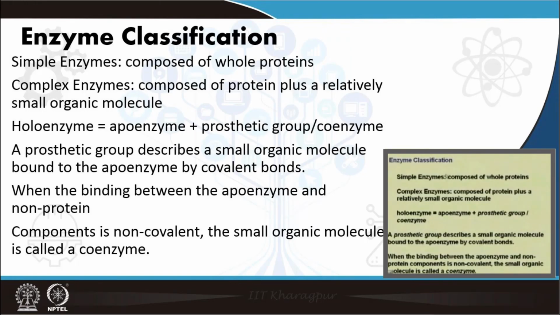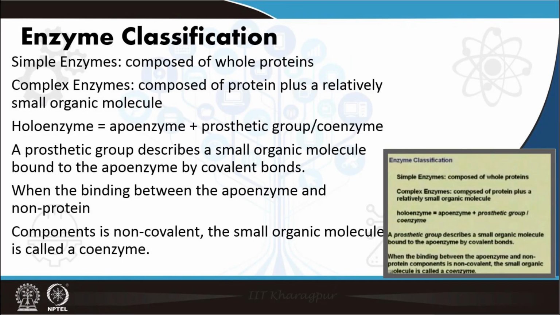So in this very ordinary classification, we would have two types. One is the simple enzymes that comprise just whole proteins, for example, ribonuclease. Complex enzymes have a protein part, and along with the protein part, they have a small organic moiety, either attached to it covalently or just associated with it. If it is attached covalently, it is called a prosthetic group. If it is just a non-covalent association, it is called a coenzyme.